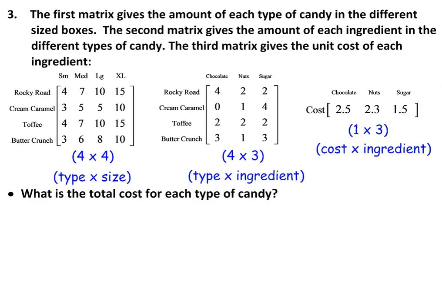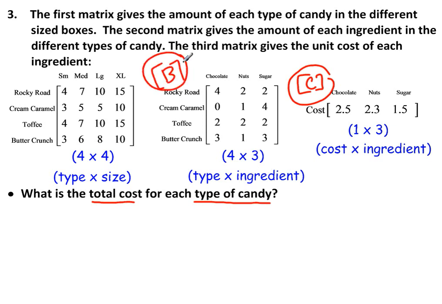Okay, I have all the same information, my orders and my labels, but now it asks what is the total cost for each type of candy. So now I need cost and type. Well, I know matrix C, this is again my matrix C, is the only one that deals with cost. But I need cost and type of candy. Well, this is cost and ingredient, so I need to match up the ingredient. Well, ingredient matches up right here with matrix B, and I can use this one for type and ingredient. So let's use matrix B and matrix C.